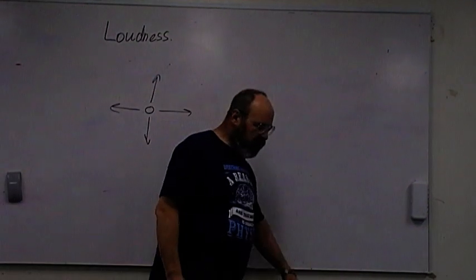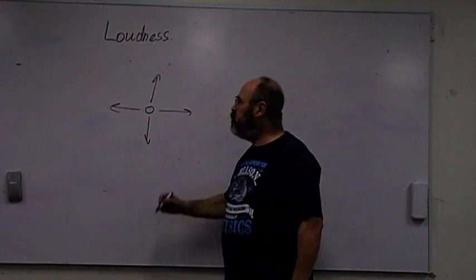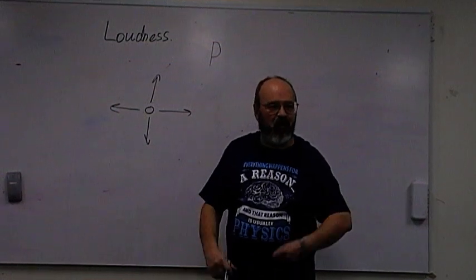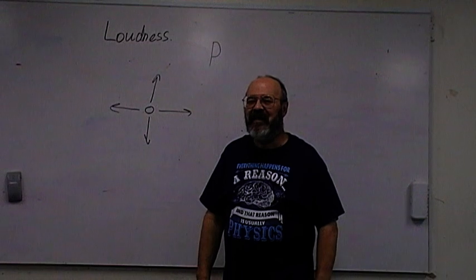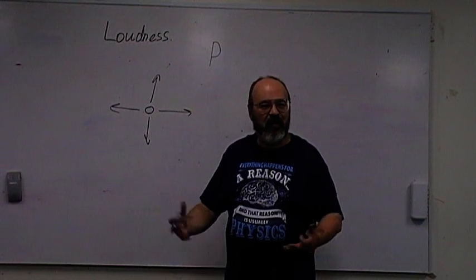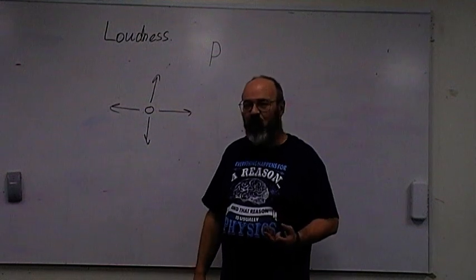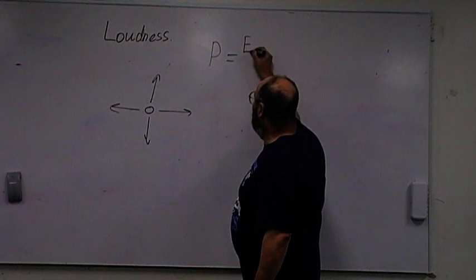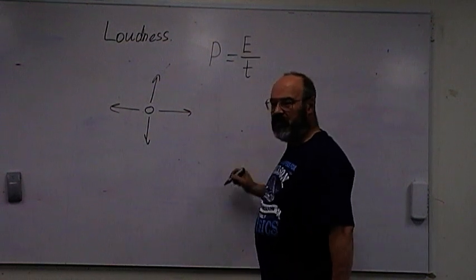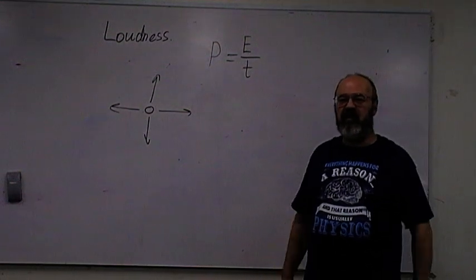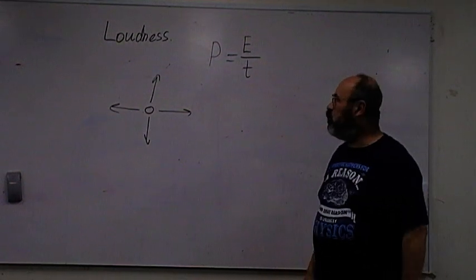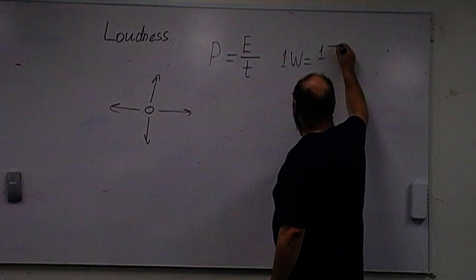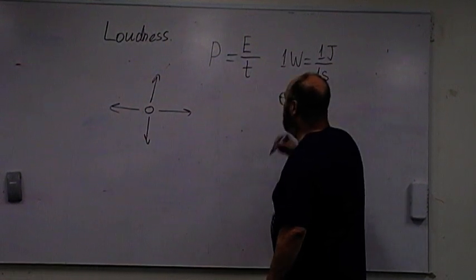First, let's recall what power is. Definition: what is power in general? It's measured in watts, but what is it? Energy per second. How much energy is emitted or used per second. Energy over time. It's measured in watts, and 1 watt is when 1 joule of energy is used in 1 second.